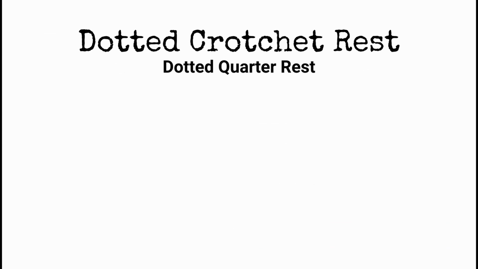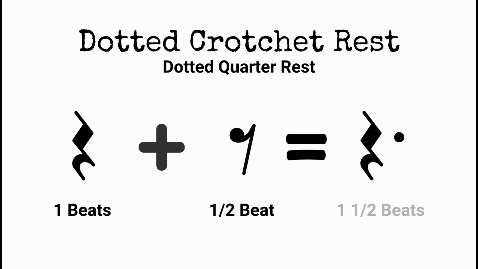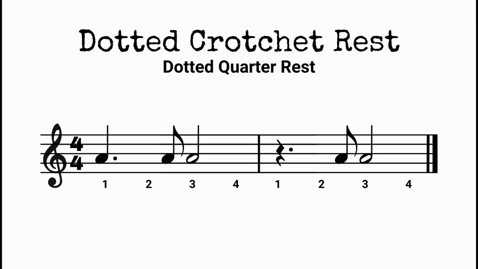A dotted crotchet rest has the value of a crotchet rest, which lasts for 1 beat, added to a rest half its value, a quaver rest, also called an 8th rest, which lasts for half a beat. So a dotted crotchet rest lasts for 1.5 beats in total. Let's take a look at a dotted crotchet rest in practice.